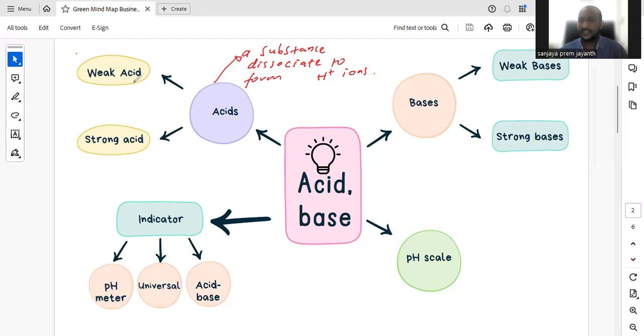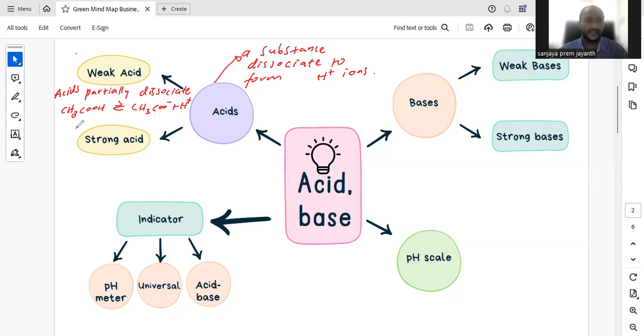Acids can be identified as two types. One is weak acid. What's a weak acid? Acids that partially dissociate in water are weak acids, something like ethanoic acid, which dissociates to form an equilibrium mixture.